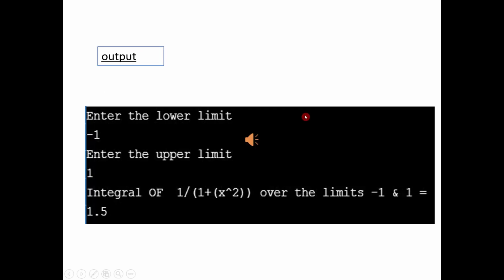In the output screen, first the sentence "enter the lower limit" is displayed. Then we enter the value for the lower limit. Here we have entered -1. Then the sentence "enter the upper limit" is displayed, and we enter the value for the upper limit. Here we have entered 1. Then finally the result is displayed as a sentence "integral of 1 by 1 plus x square over the limits -1 and 1 is equal to 1.5."